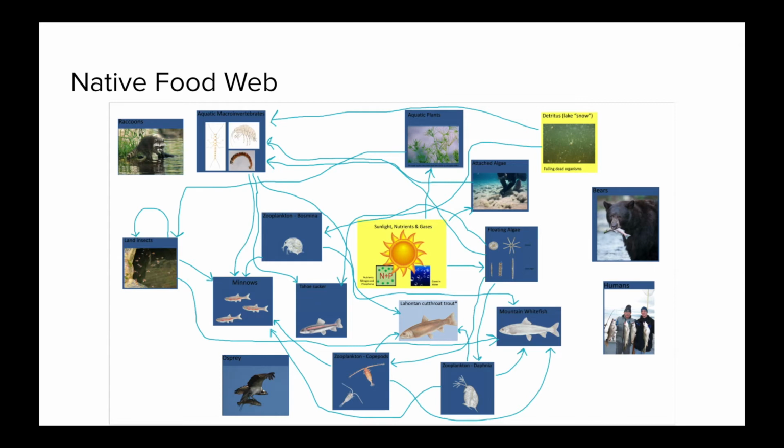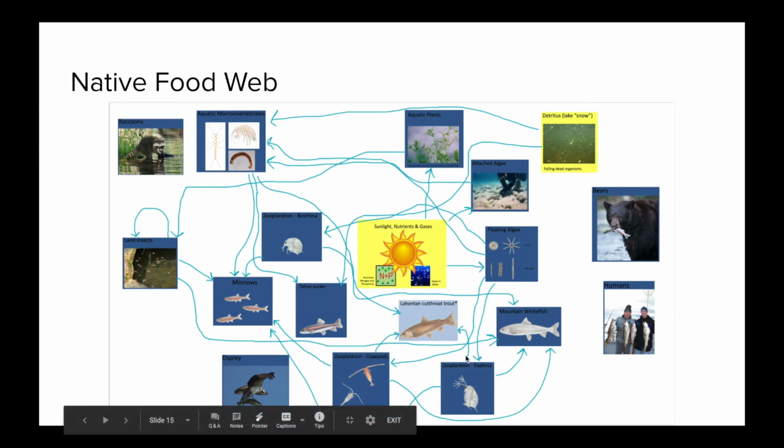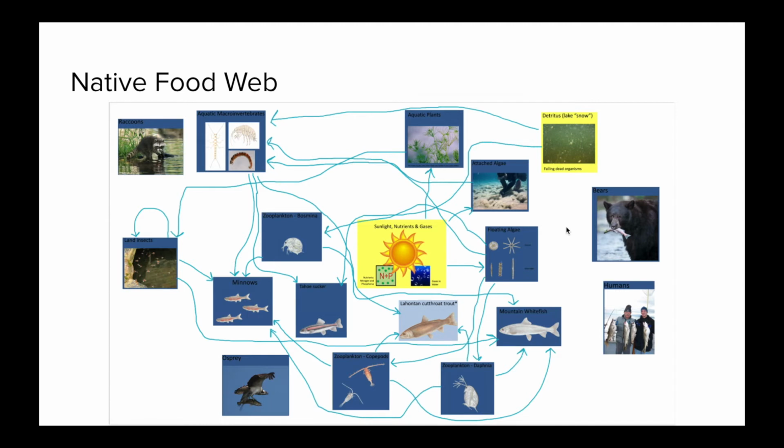You may also notice that some of the terrestrial organisms, such as bears, humans, raccoons, and osprey, are not connected to this food web. And that doesn't mean that they don't interact with it at all or that they are not native to this area. In fact, humans have been in the Lake Tahoe Basin for thousands of years. The Washoe tribe has lived here for a very, very long time and has interacted with the aquatic ecosystem in many ways.